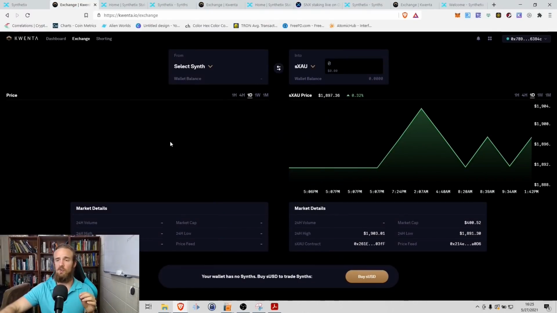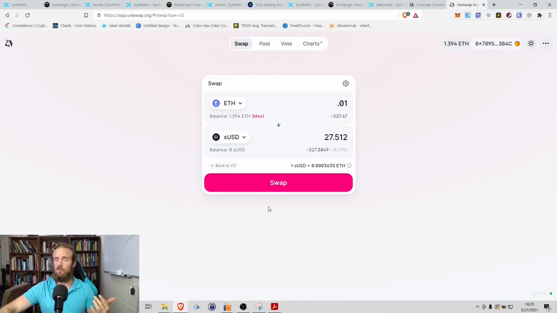Now, this is the thing that I do want to point out. I have Ethereum in my wallet. I have, I think, USDC. I have Basic Attention Token. I need specifically to have a synthetic asset in order to make this trade. So before I can do this, I can get synthetic assets through a variety of sources.